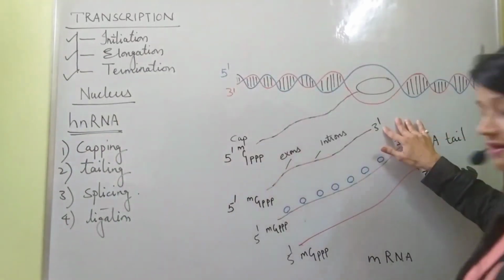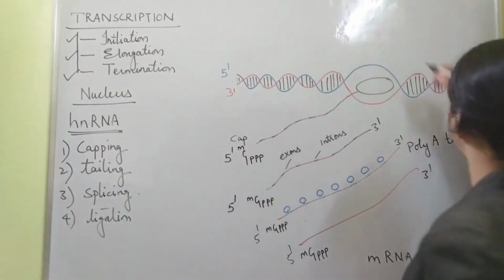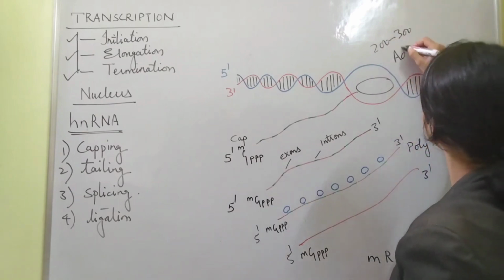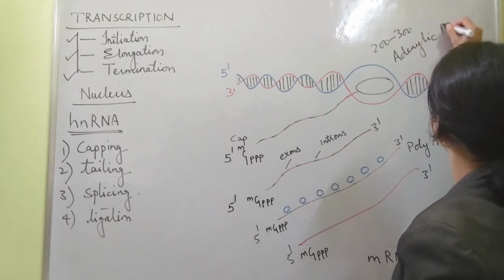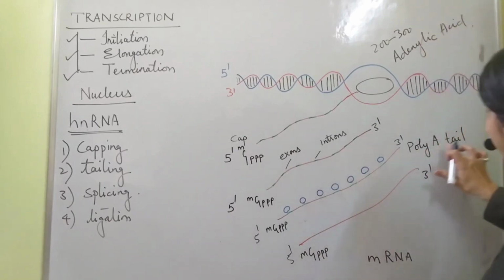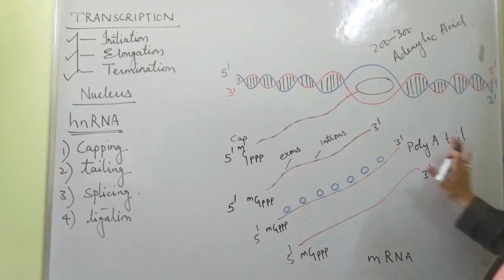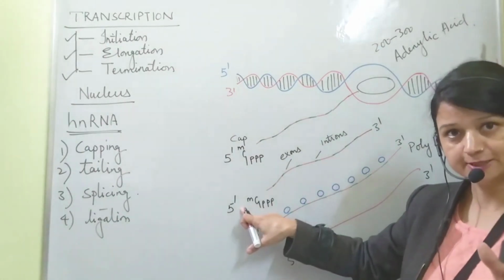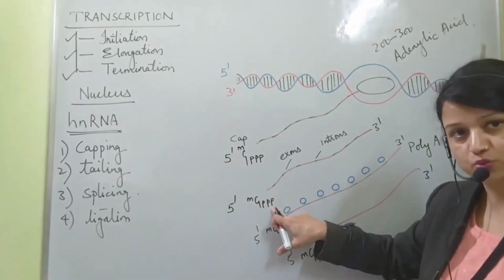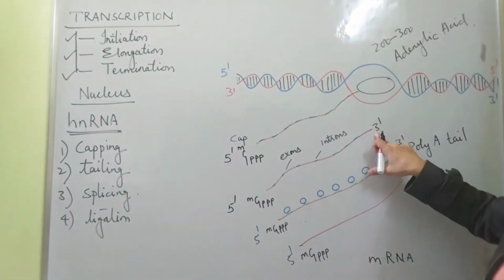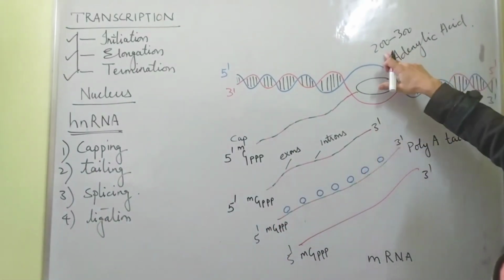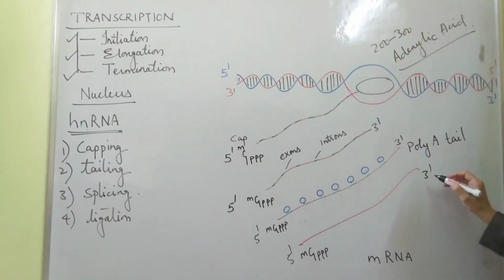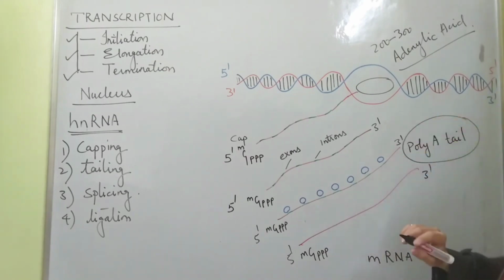Similarly, at the 3' end, we add 200 to 300 nucleotides of adenylate acid, and it is known as the poly-A tail. So what have we done? We have done capping and tailing. Capping is done at the 5' end, where methyl guanosine triphosphate is added, and at the 3' end we add 200 to 300 nucleotides of adenylate acid, which is known as the poly-A tail.